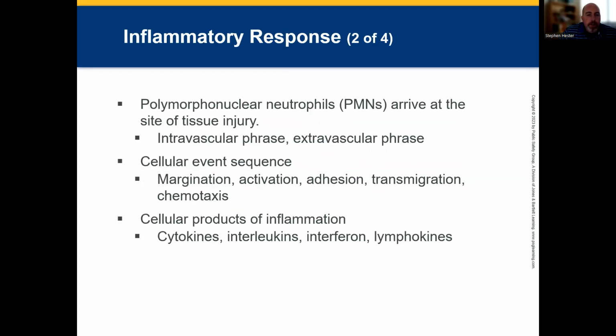And then your polymorphonuclear neutrophils arrive, and they go into the intravascular space and extravascular space. Then your cellular event sequence, margination, activation, adhesion, transmigration, and chemotaxis develop, and then all your extracellular production is inflammation. All these leukocytes and macrophages activate, and the migration inhibitory factor keeps white blood cells at the site. Okay.